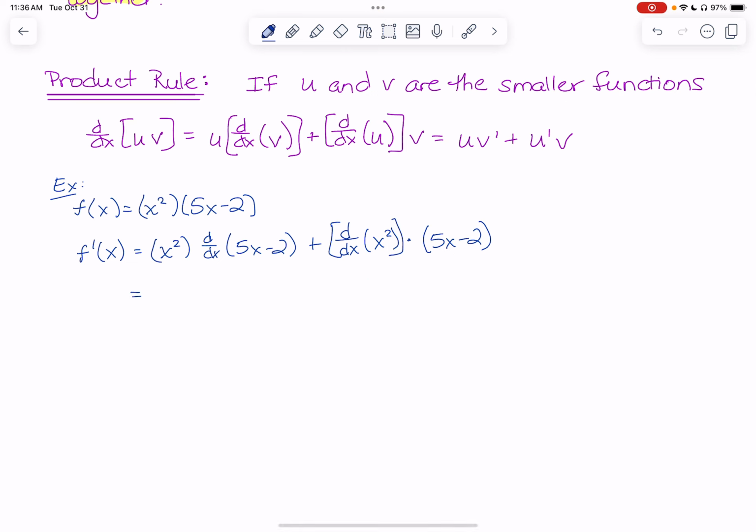So if I do the work here, I'm going to have an x squared times a 5, because the derivative here is equal to the 5, plus, let's pop over here, a 2x, that's this derivative, times the 5x minus 2.